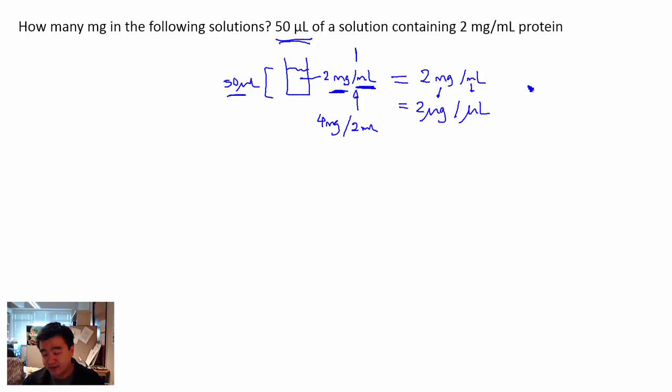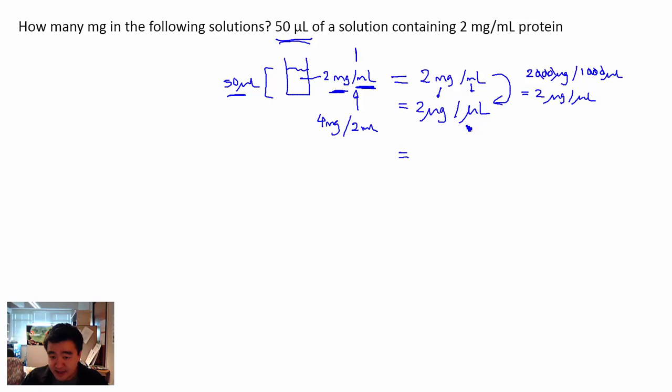The step that we've skipped here is essentially saying that 2 milligrams is equal to 2,000 micrograms, and 1 milliliter is equal to 1,000 microliters. And this boils down to, if we cancel out the zeros, 2 micrograms per microliter. So the concentration of 2 milligrams per milliliter can be expressed as 2 micrograms per microliter.